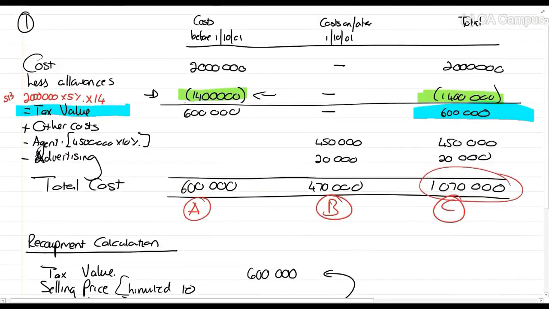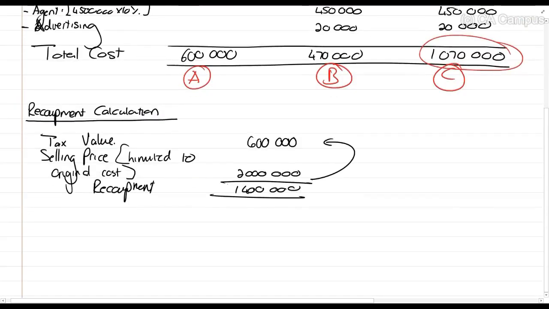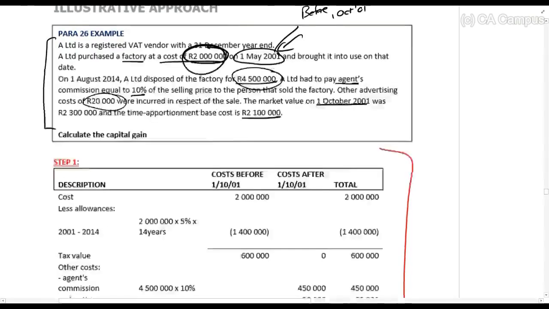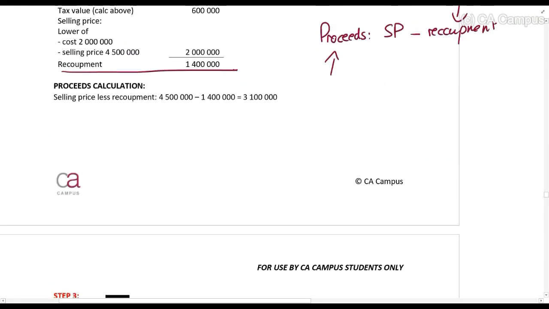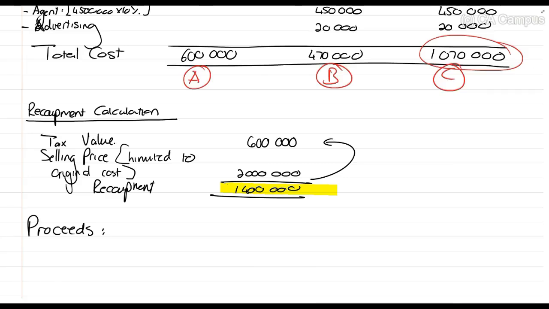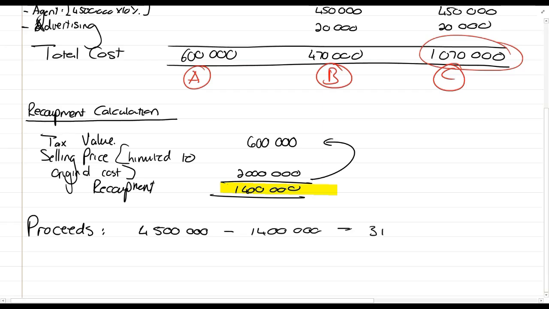Right. Again, for your purposes at this point in time, I want you to just understand that you have to calculate the recoupment. Now we can calculate proceeds. Proceeds, so that is the next step. Right, the next part. Proceeds is our selling price, 4.5 million, minus the recoupment. Okay, so 3.1 million. Now I want you guys to see.